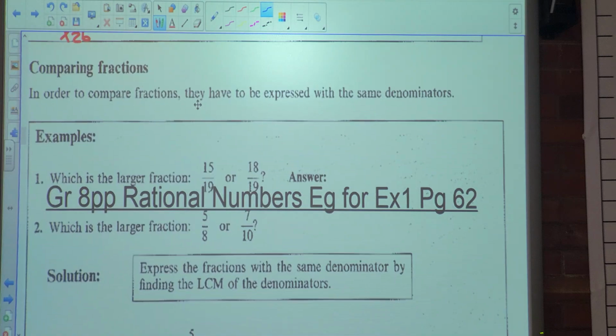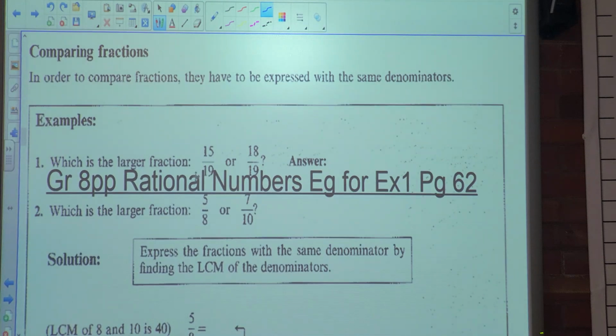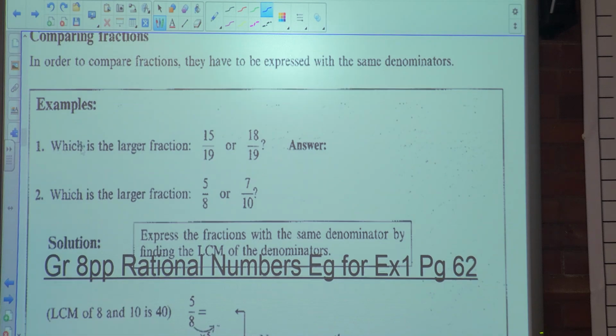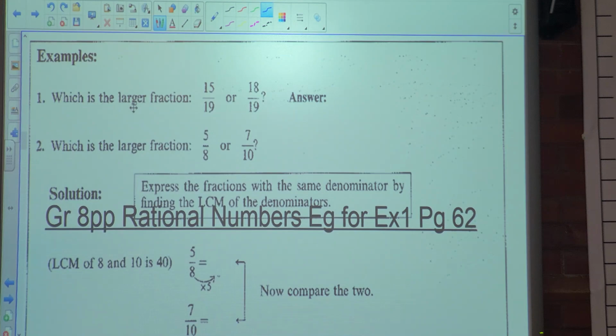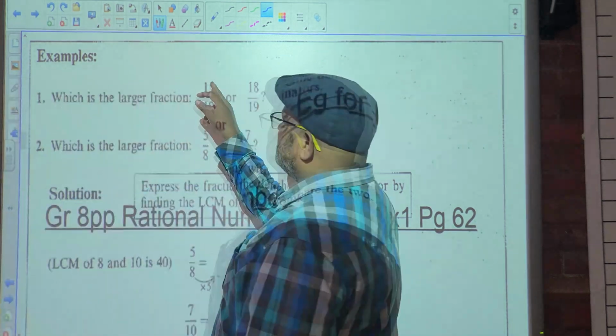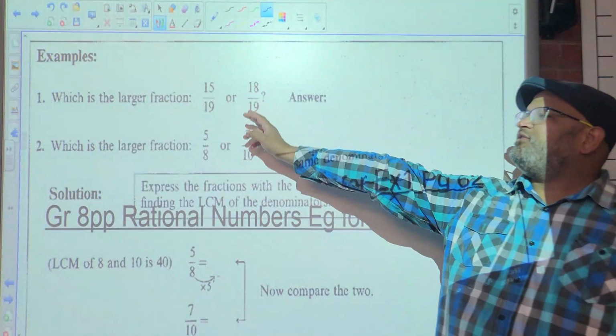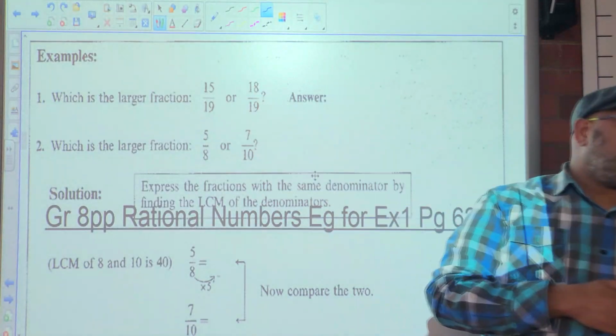So comparing fractions. In order to compare fractions, they have to be expressed with the same denominator. Then we compare the numerators. Okay? So the denominators have to be the same. Example 1, which is the larger fraction. So you see the denominators are the same here. So 15 parts of 19, is that larger, or is 18 parts of 19 larger?